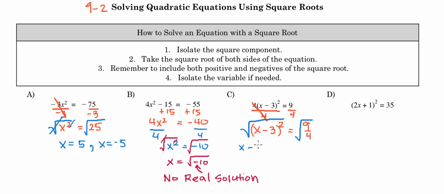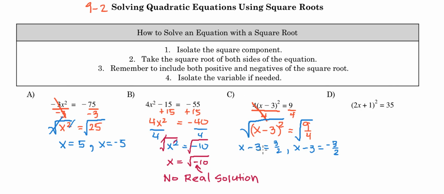So on the right side, you're no longer going to have 9/4. You're going to have the square root of 9/4, which is equal to 3/2. But because step 3 says you need to remember both versions, we're going to write x minus 3 is equal to 3/2, and x minus 3 equals -3/2. Moving on to the last step, we need to isolate the variable.